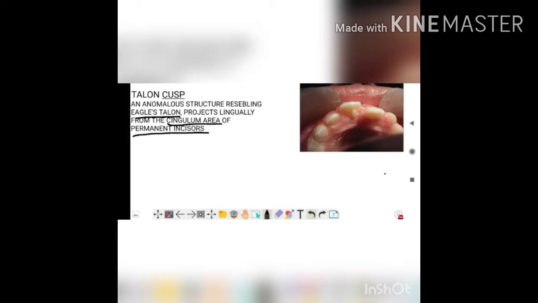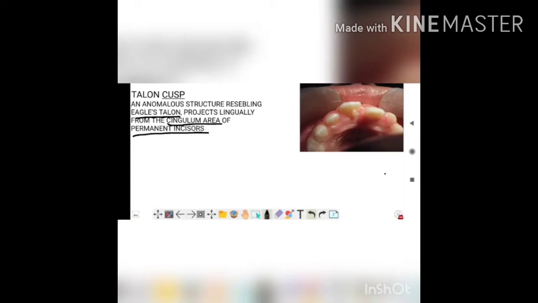So it is a cusp-like structure, an accessory cusp you can say, which projects from the cingulum area of the maxillary incisors, and it resembles the eagle's talon. Now between the junction of the tooth and the talon cusp, there is a deep developmental groove. Now question arises, is this structure normal? Is this structure consisting of normal enamel and dentine? So the answer is yes. It is composed of normal enamel and dentine, and it also contains a horn of pulp.